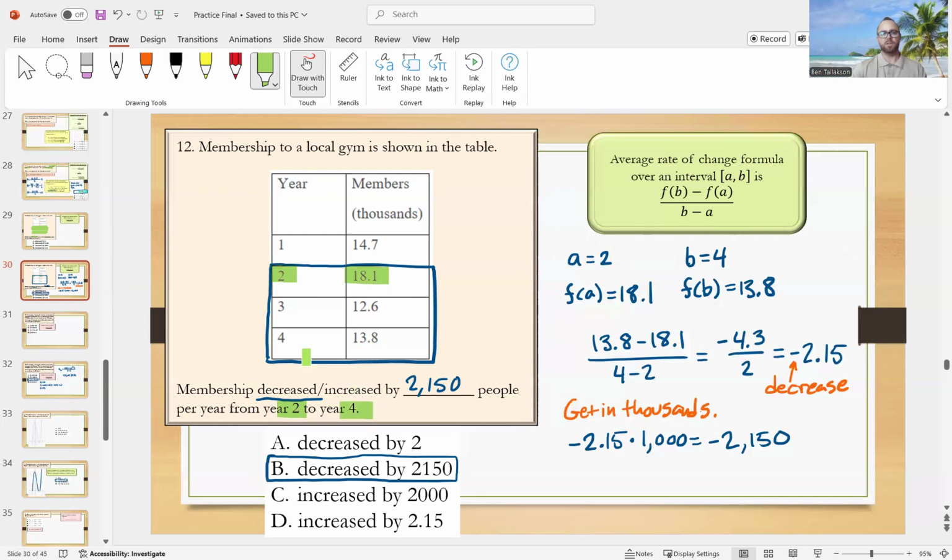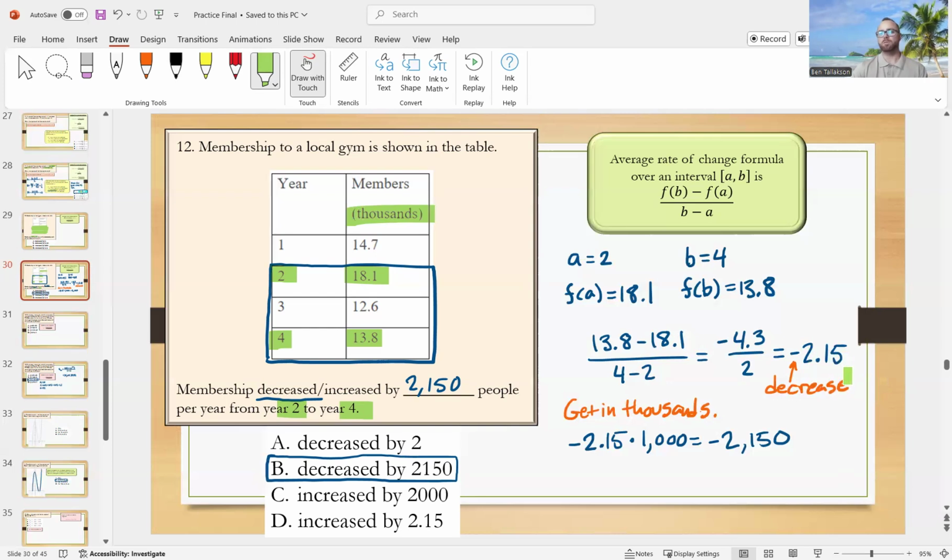B is the second value they give you. B is 4. F of B is the y value associated with that. Now we have everything we need to plug into the average rate of change formula. So we do f of B minus f of A over B minus A, subtract, divide, negative number tells you there is a decrease of 2.15. And remember, they told you this is in thousands. So negative 2.15 in thousands.